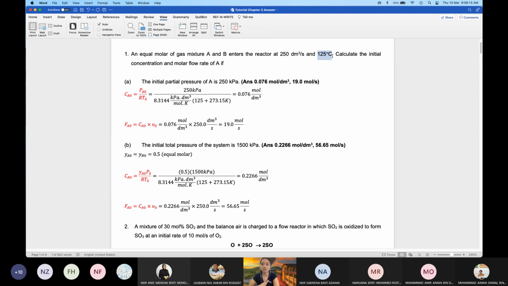If it is an isothermal reaction, iso means same, thermal means temperature. If the reaction is isothermal reaction, someone's mic is not muted, can you please check?